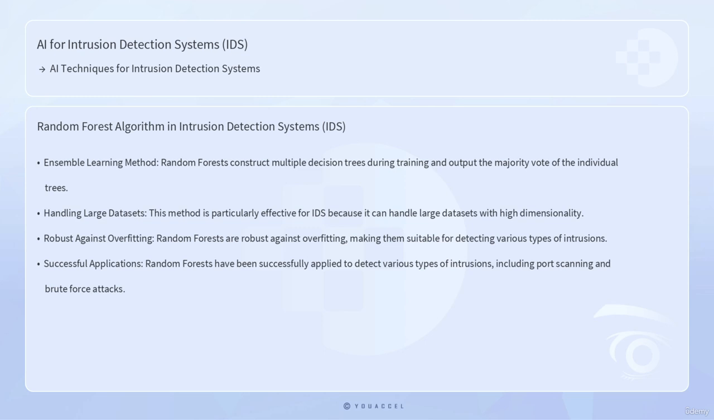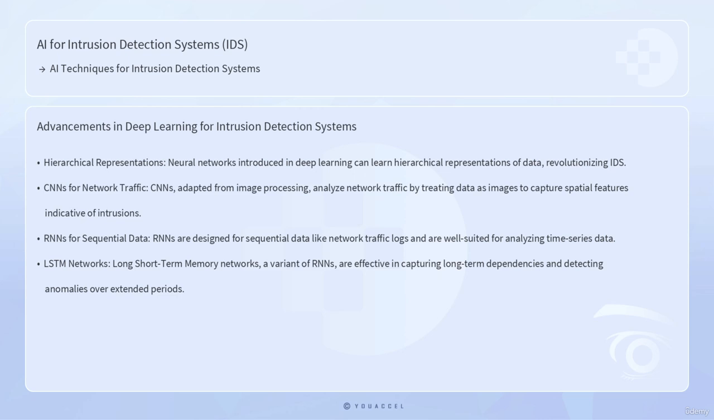Random forests are an ensemble learning method that constructs multiple decision trees during training and outputs the majority vote of the individual trees. This method is particularly effective for IDS because it can handle large datasets with high dimensionality and is robust against overfitting. Random forests have been successfully applied to detect various types of intrusions, including port scanning and brute force attacks.